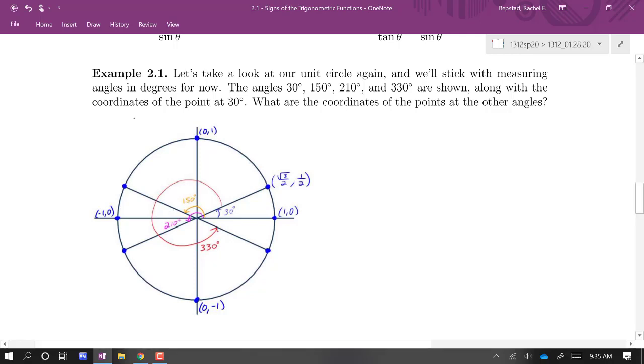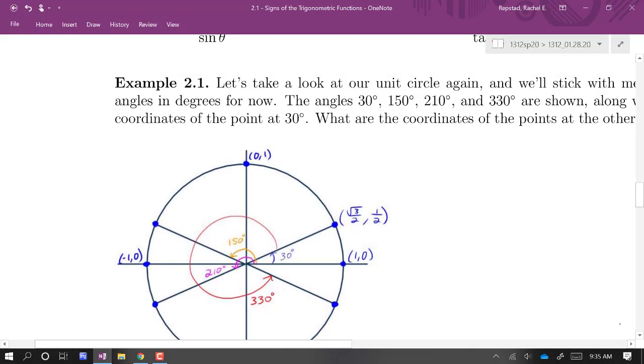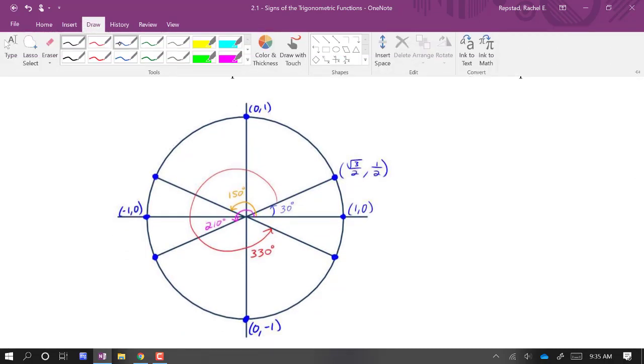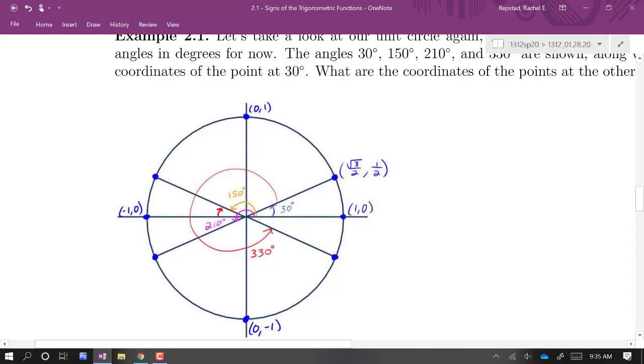So this first one, in the second quadrant, that's at 150 degrees. If that's 150 degrees, can somebody tell me what the measure of this angle is? That's 30 degrees. It's 30 degrees up from the negative x-axis. So what should the coordinates of that point be right here? What should the x-coordinate be? Negative square root of 3 over 2. And the y-coordinate? 1 over 2. Yeah. Okay, so we're just using the symmetry of the circle to derive what those values are.